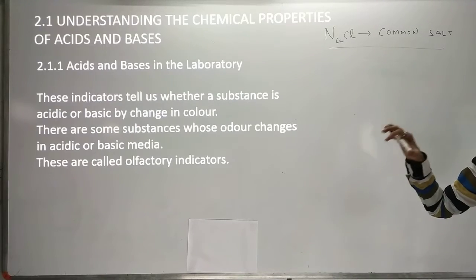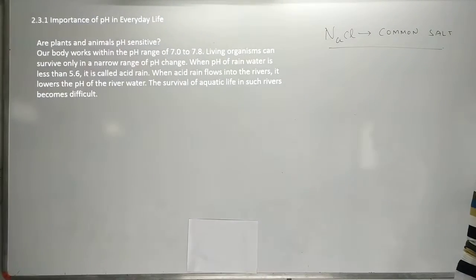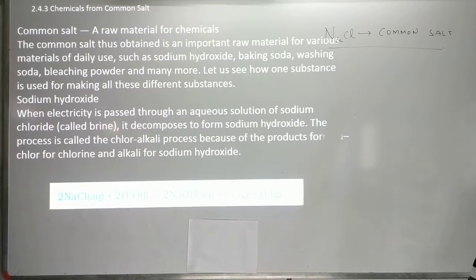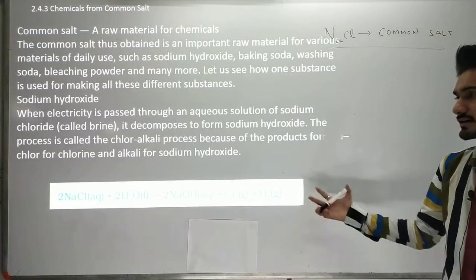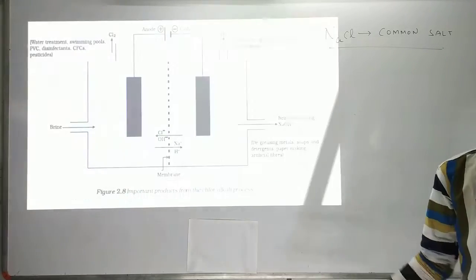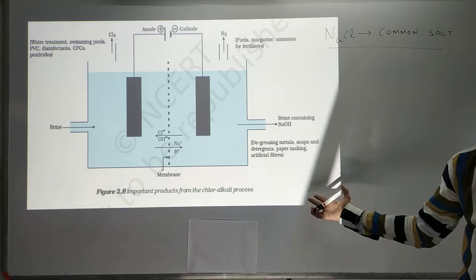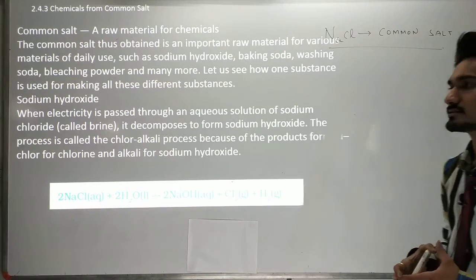So these are the topics that we already finished. Now we are going to see the next topic, that will be the chlor-alkali process. Here it is the topic of common salt, we are going to see that, and then afterwards we are going to see the chlor-alkali process. Common salt, a raw material for chemicals.